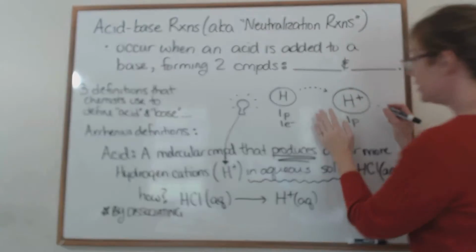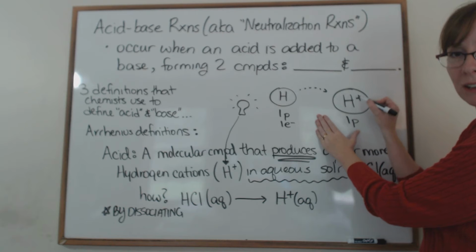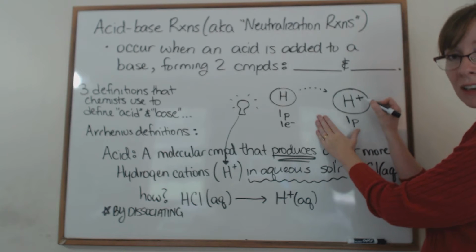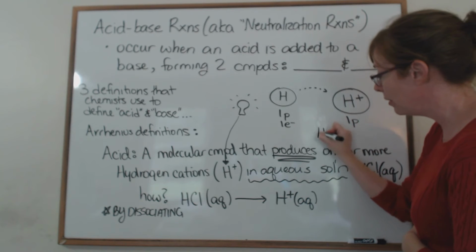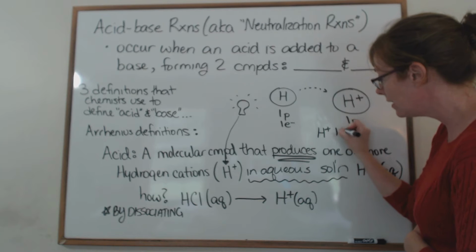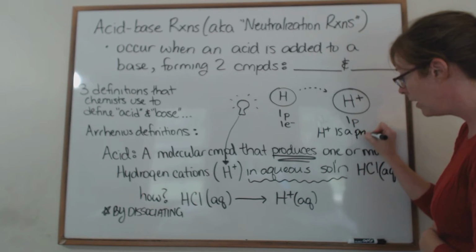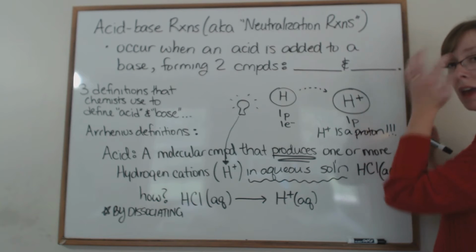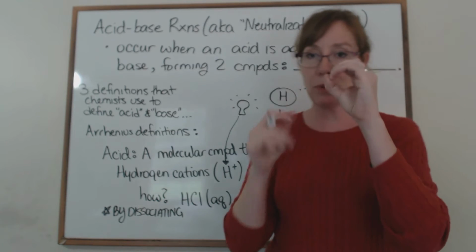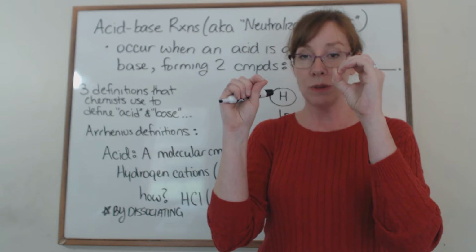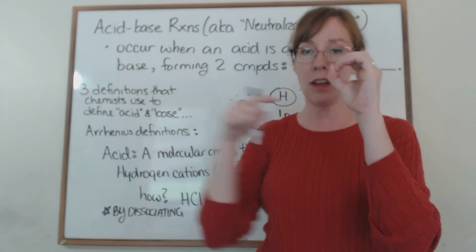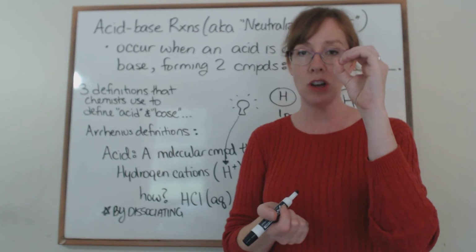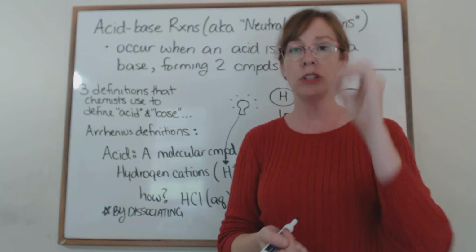So what I'm trying to get you to understand is that the H+ species is just a proton. H+ is a proton. There's nothing else there. It's just a proton. Because, like I said, hydrogen has a proton and an electron. So with H+, the electron's gone, it's just the proton. That's why it has a positive charge. It's just a +1 charge.